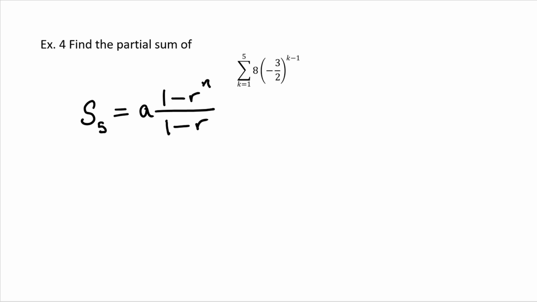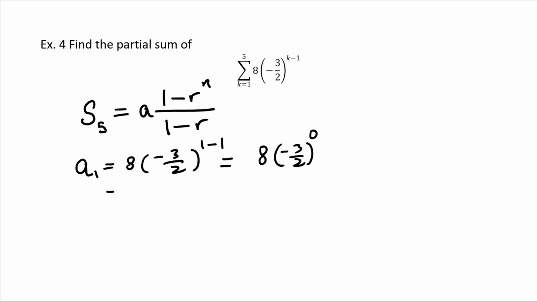But let's go ahead and check. So we'll see if we do, the first term is going to be 8 times negative 3/2 to the 1 minus 1, which would be 8 times negative 3/2 to the 0, which would be 8. So it checks. Now let's use the formula.